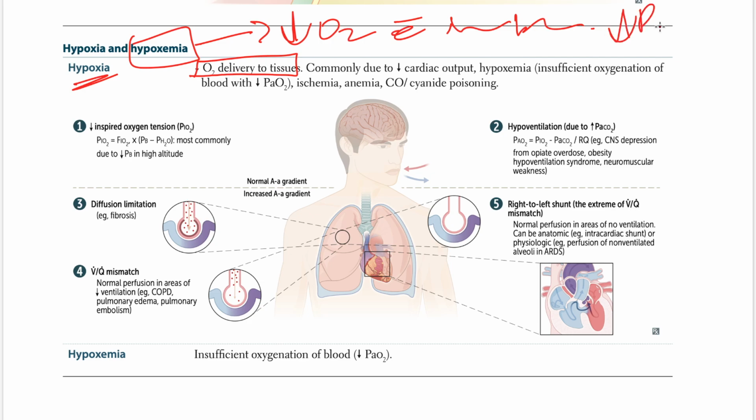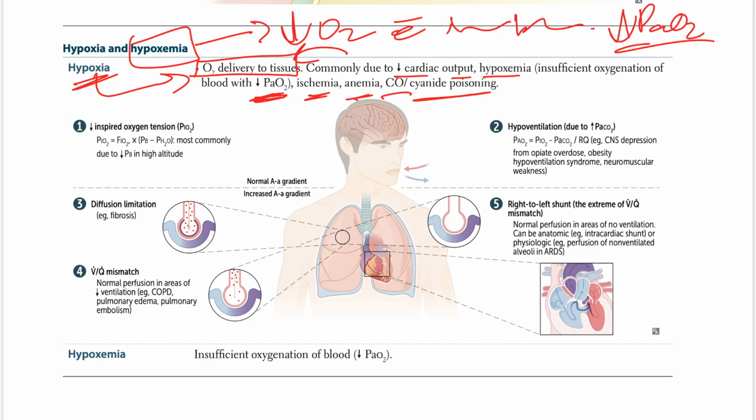So decreased PaO2. Hypoxia, on the other hand, is just decreased O2 delivery to tissues. So it is due to decrease in cardiac output, or hypoxemia, which again is insufficient oxygenation of the blood, with decrease in PaO2. Just remember decrease in PaO2. Hypoxemia, decrease in PaO2. Ischemia, anemia, CO, cyanide poisoning. All of these are factors that would cause decreased O2 delivery to tissues.